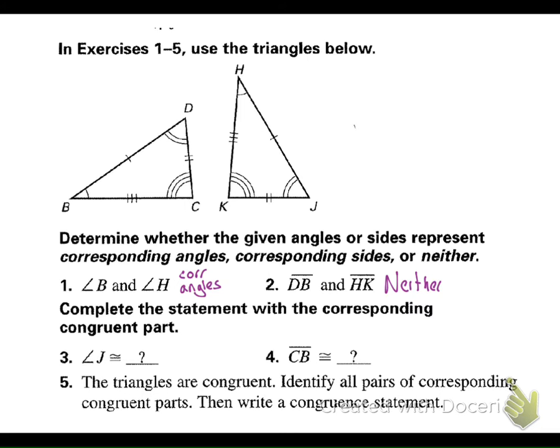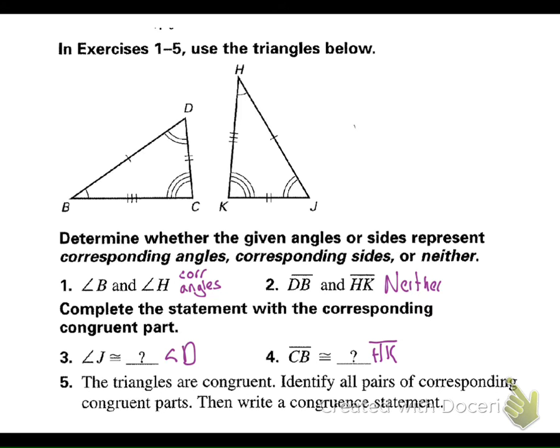Complete the statement with the corresponding congruent parts. So angle J is congruent to which angle? D. So angle J is congruent to angle D. That is correct. They each have 2 arcs. So we put angle D. And then we have CB. Segment CB is congruent to which one? HK. HK. See, Montu, you could do it.